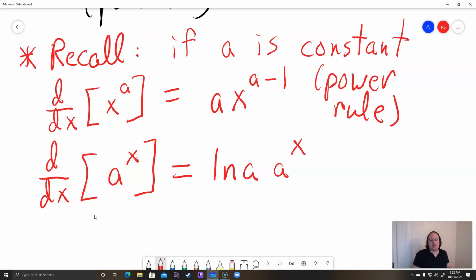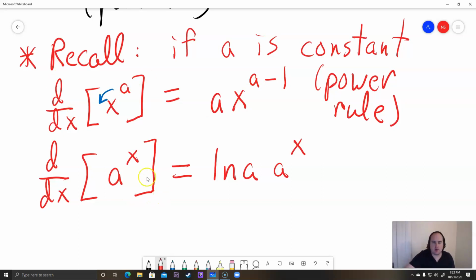Okay, and the reason I'm bringing these up is it's easy to get these confused, particularly when you're doing the next problem I'm going to do from your homework. So make sure you don't get them confused. So what's the difference between these two functions? The first one's called a power function, and for that one you use the power rule. You bring the exponent out front and you decrease it by 1. That's the power rule.